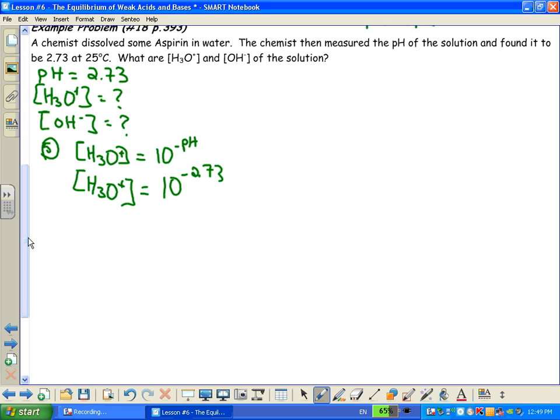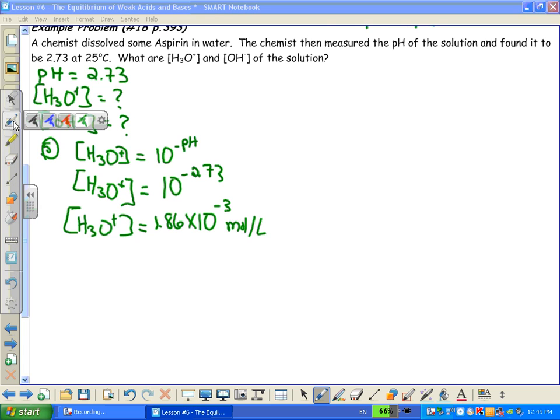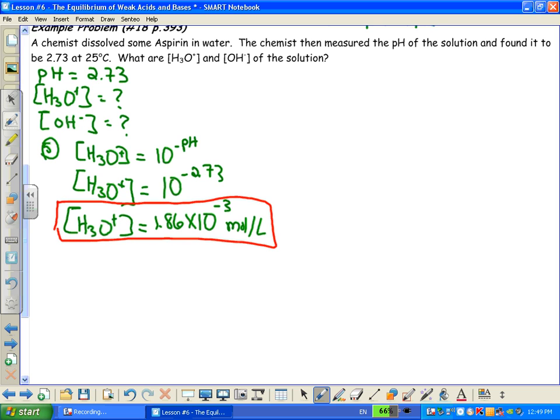If you put that into your calculator, you end up with a concentration of 1.86 times 10 to the negative 3. Well, we'll put moles per liter. So the first part of our question has been found. We found our hydronium ions. The only thing left we have to do is to find our hydroxide ions.